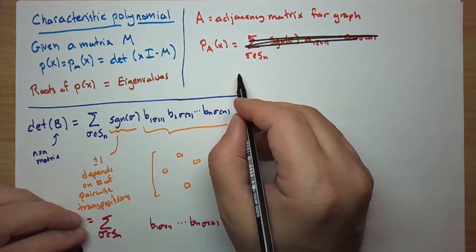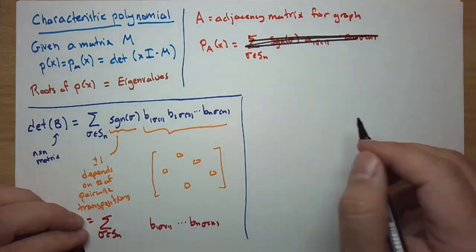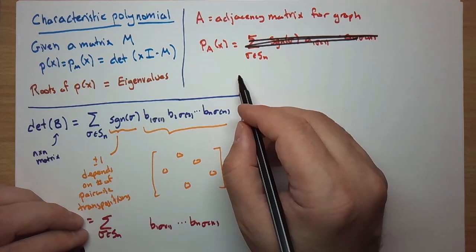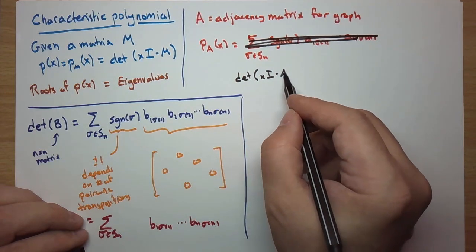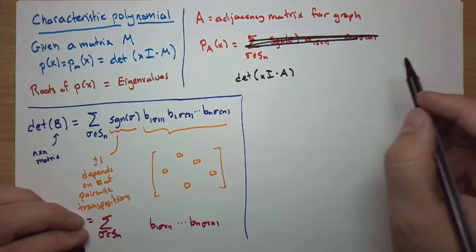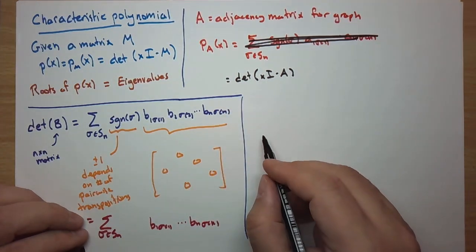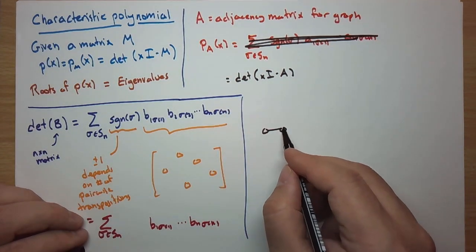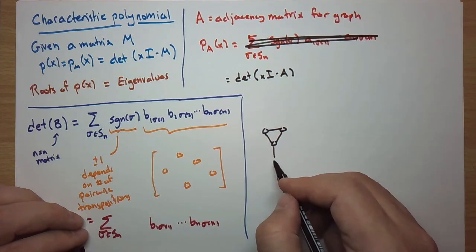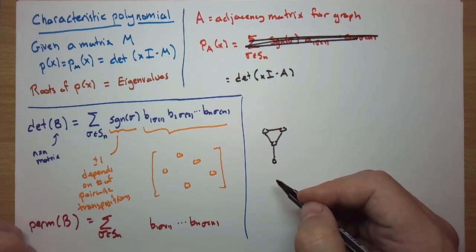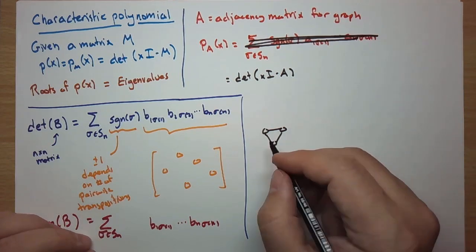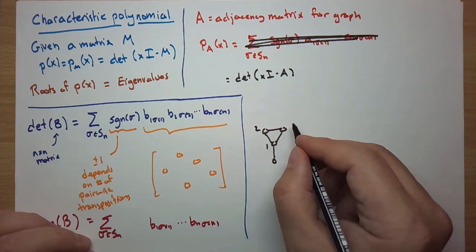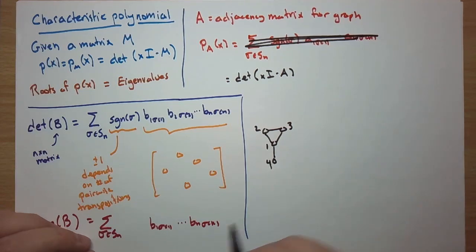We can simplify this. Well, let's write what we want. So this is the determinant of xI minus A. Maybe it's helpful to have an example. Let's use the paw graph, not because it's the best example, but because it's small enough that we can probably write it down without going crazy. That's a good measurement on whether or not you want to do it.